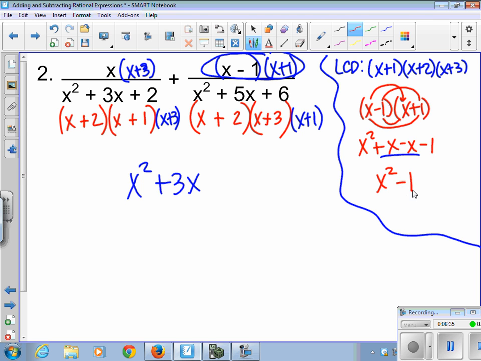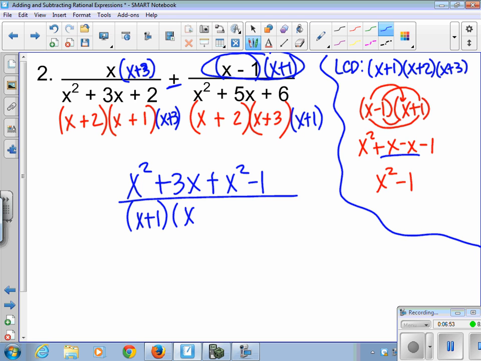And that should make sense because if I were to factor x squared minus 1, this is what I call dots, a difference of two squares. So it would factor into this. Okay, so when I FOIL it out, it's just going to be this. So I'm going to go over here and write plus x squared minus 1. And then I know that all of that is over x plus 1, x plus 2, x plus 3.